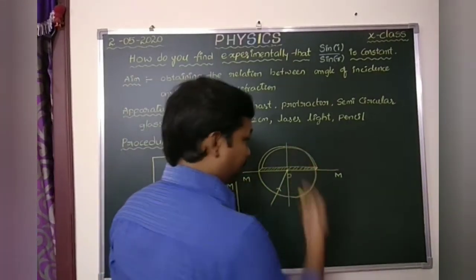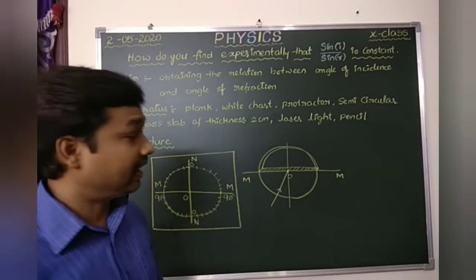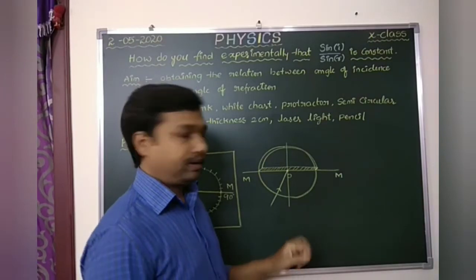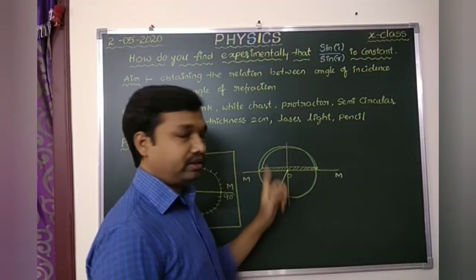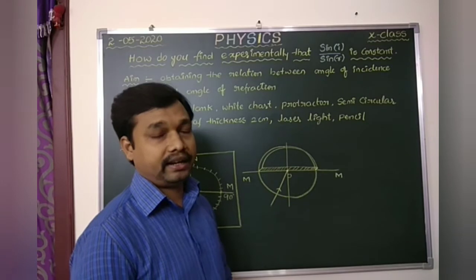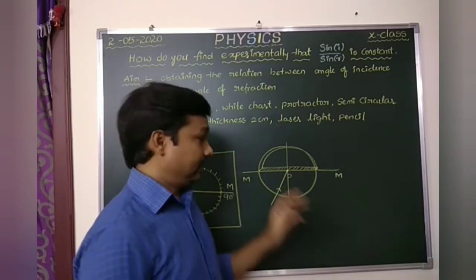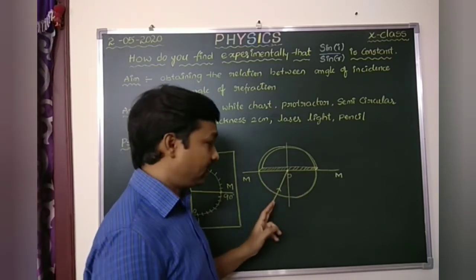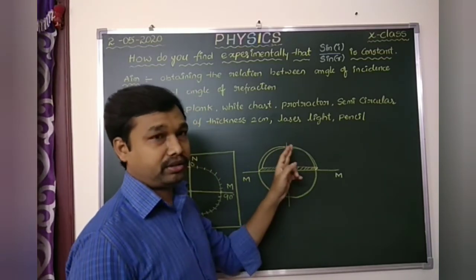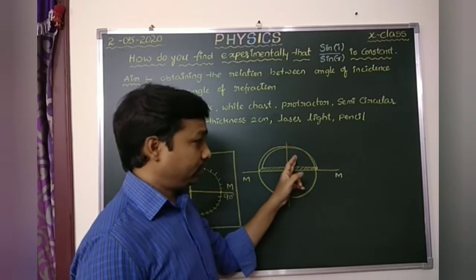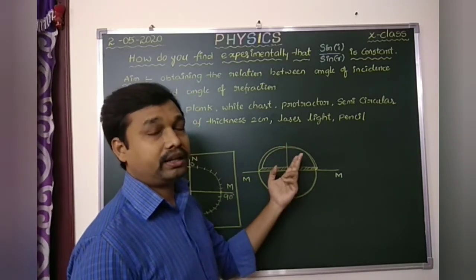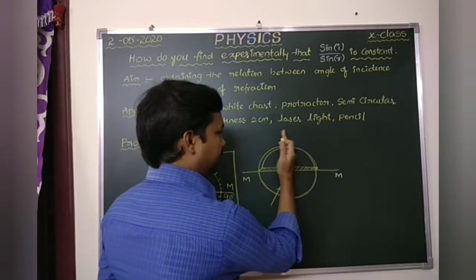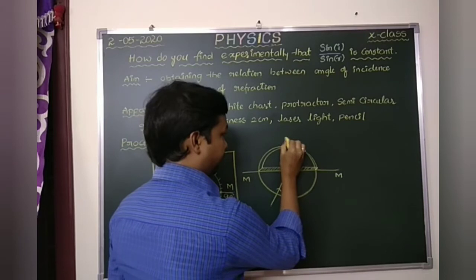After that, what happens? What changes happen when light propagates from one medium to another? When a light ray propagates from a rarer medium to a denser medium, it gets refracted. Here this is the rarer medium and this is the denser medium. As it propagates through the glass slab, it bends toward the normal, so it will be near to the normal, the NN line.